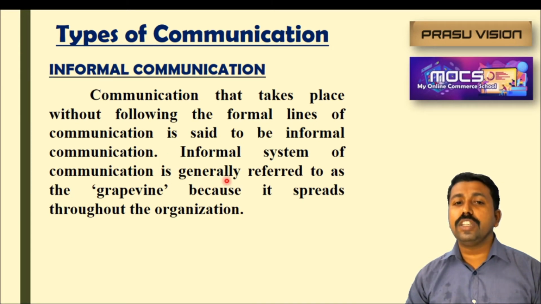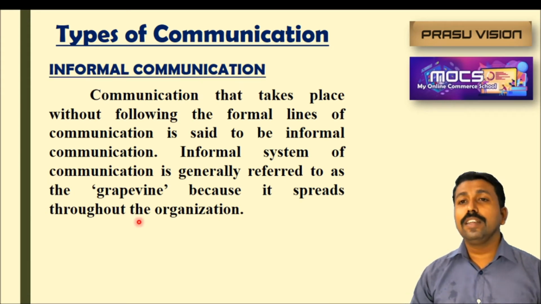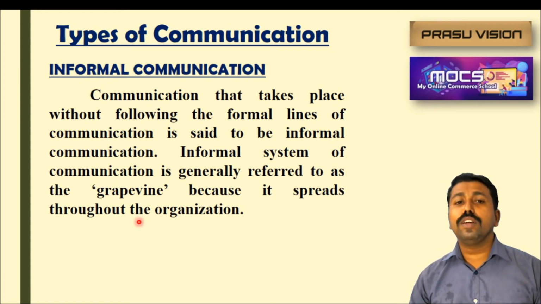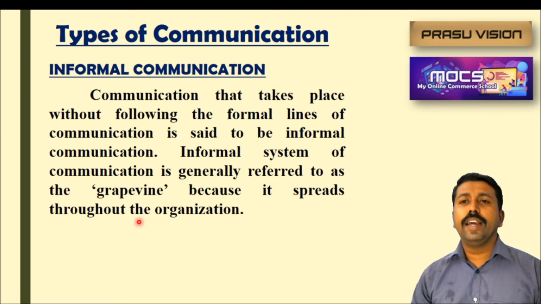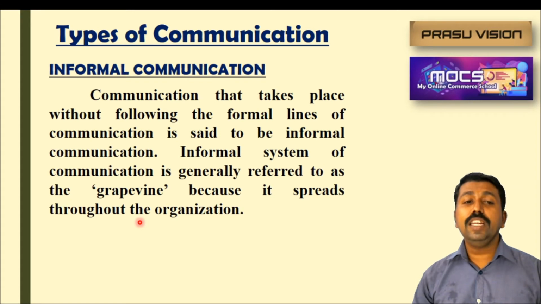Informal system of communication is generally referred to as grapevine. That type of informal communication is known as grapevine communication because it spreads throughout the organization. We can't find out where it started. That is why it is known as grapevine. The communication process looks like a grapevine. All the people will talk. We can't predict and we can't find out the starting point of the communication. That type of communication is about informal matters between the superior and subordinate, and it will spread all over the organization. That is why it is known as grapevine communication. So remember the term grapevine communication.